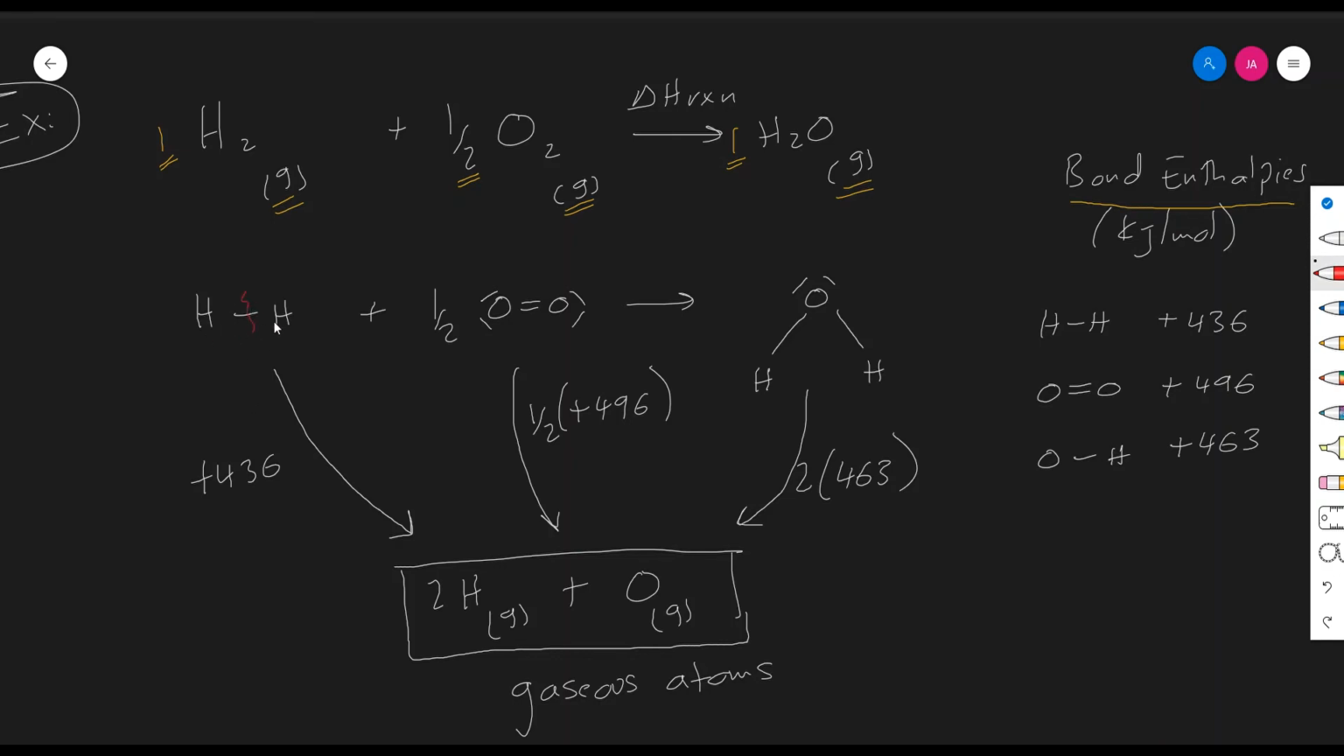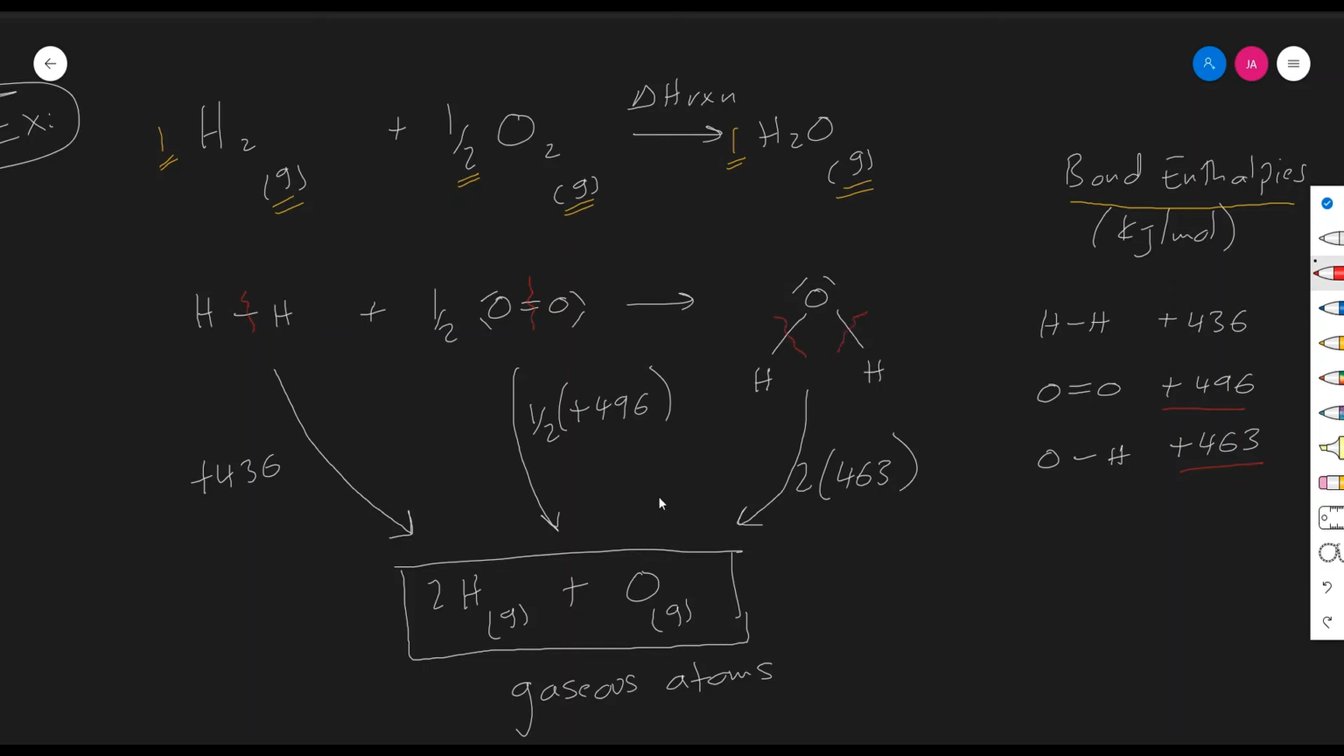Thus, the energy required to break a hydrogen-hydrogen bond is positive 436 to form two gaseous H atoms. To break half a mole of oxygen-oxygen bonds, the value to break 1 mole of oxygen-oxygen bonds is positive 496, and this would have to be multiplied by half to form 1 oxygen atom. And I've also listed the energy required to break the bonds in one H2O molecule, which are 2 O-H bonds. One mole of O-H bonds requires positive 463 kilojoules, and thus this was multiplied by 2, since we have 2 moles of O-H bonds that need to be broken in this case.